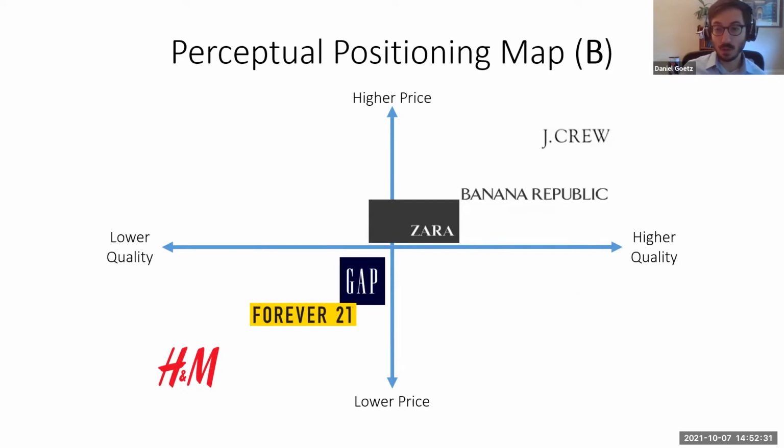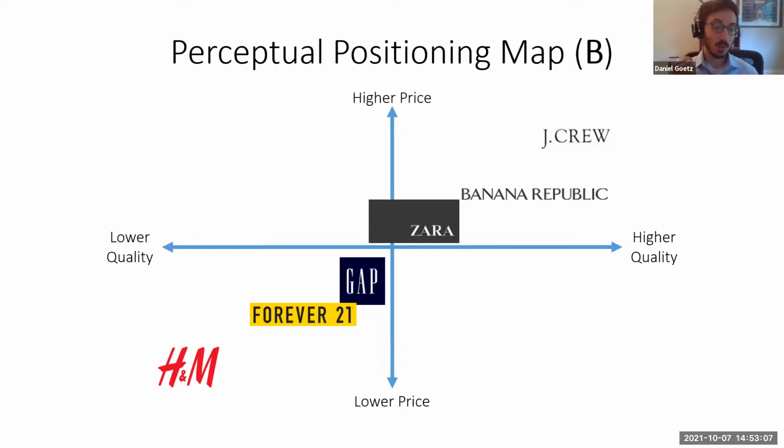Here's another one then. So here we have price still on the y-axis, and then we have quality. So on the left, it's lowest quality, and I put H&M down there. And then going to the right, we have the highest quality, which is J.Crew. So this one, people care about price and they also care about quality. But I'm going to say this is not a great map either. Okay. So what's wrong with this map? Or what looks strange about this map?